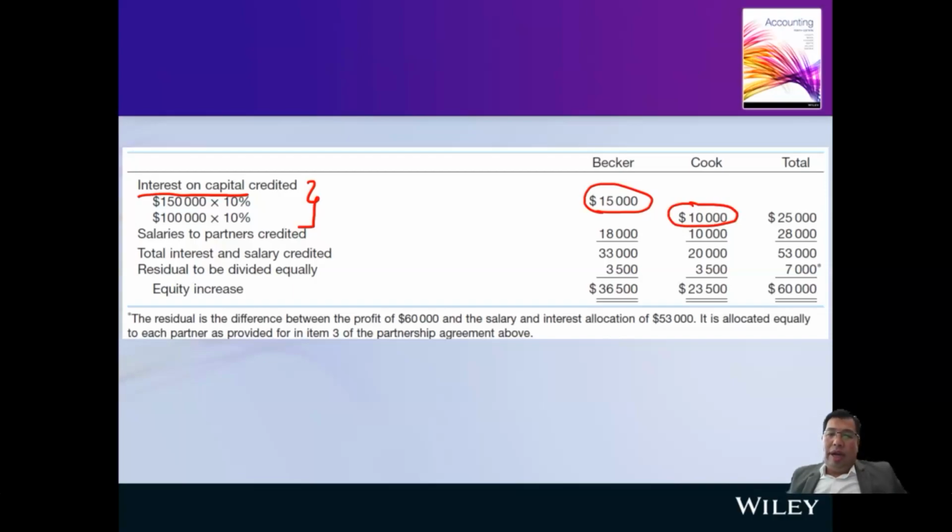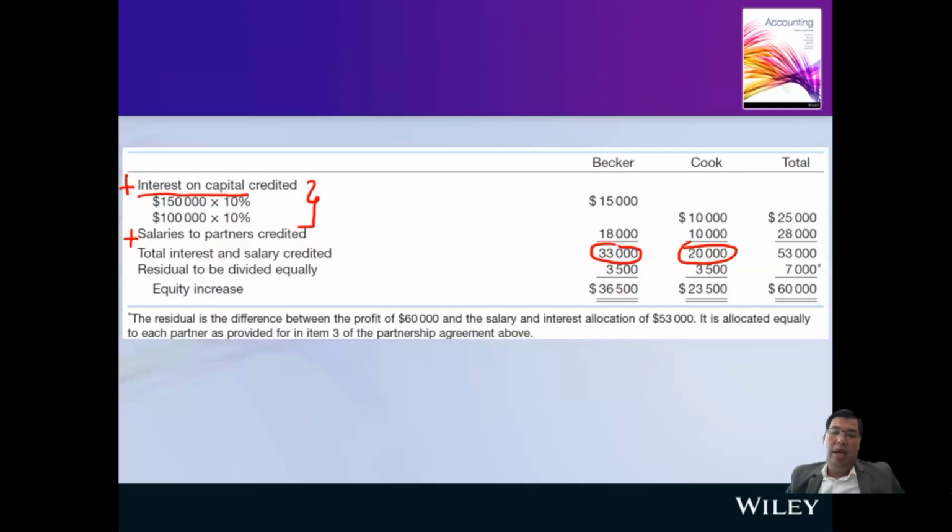Salaries to partners. Becker works full time, 12 hours a day, so you're going to pay him 18,000. Cook only works part time, 6 hours a day, so he should be entitled to only 10,000. So this is what I call salaries. This is plus interest plus salaries. So the total interest and salaries will be 33,000 for Becker and 20,000 for Cook.